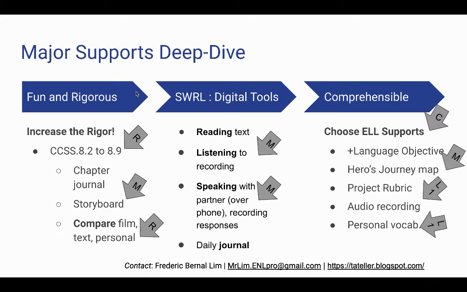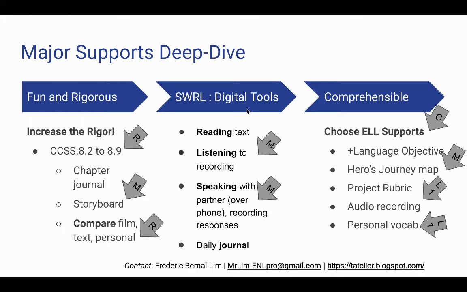Okay, deeper dive into this. The fun and rigorous, 8.2 becomes 8.9. You still have the chapter summaries there, but you can also include a storyboard for them to express what they know about those chapters. If they can't write it necessarily, they can show you in a picture board or a storyboard. 8.9 does a lot of analyses and comparisons. So you're comparing the film to the text, and you're comparing the text to personal experiences and the film. So you can increase the rigor just by having the students compare different ways that this story is told. And that'll set them up well for what they have to confront in 9th grade.